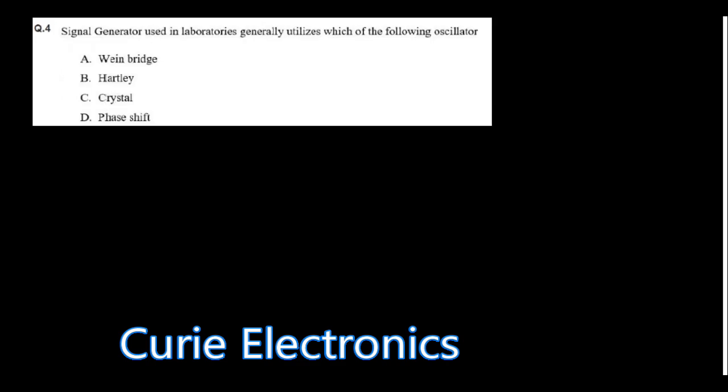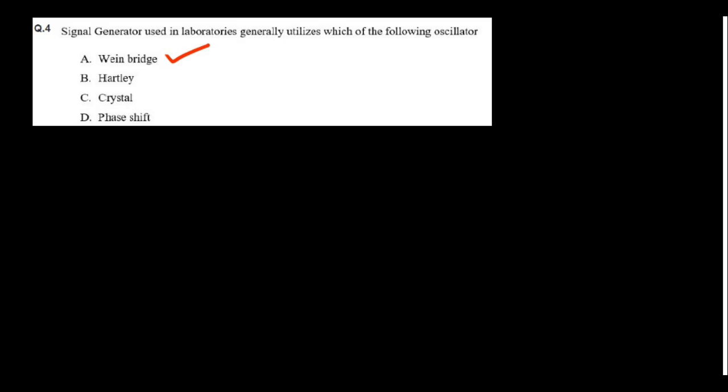Signal generators used in laboratories generally utilize which of the following oscillators? It's a Wien-Bridge oscillator because of the low frequency, stability and cost.